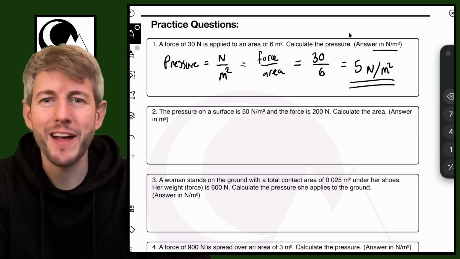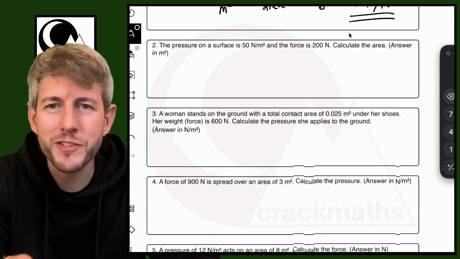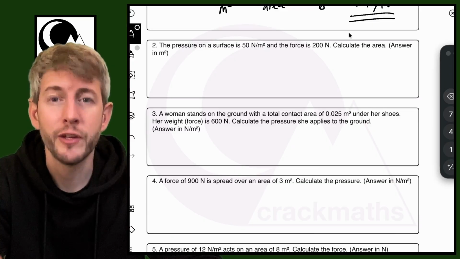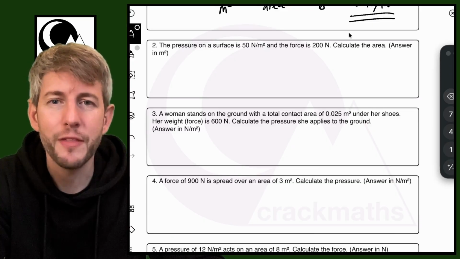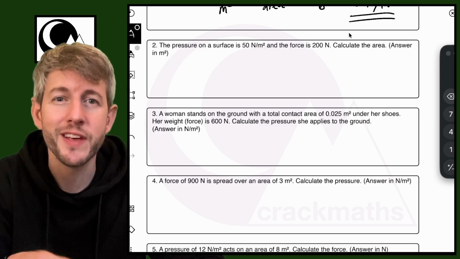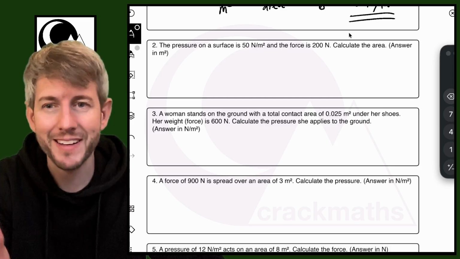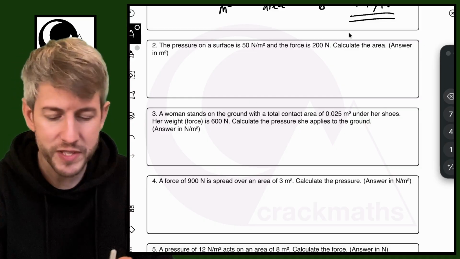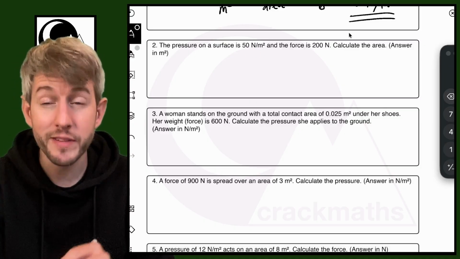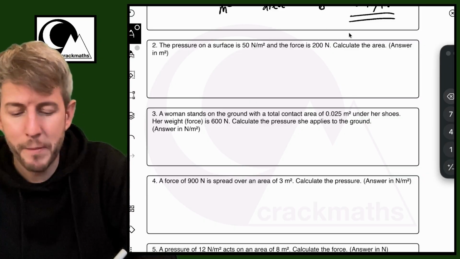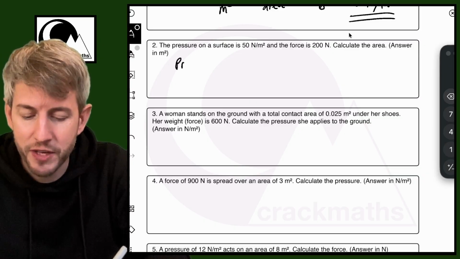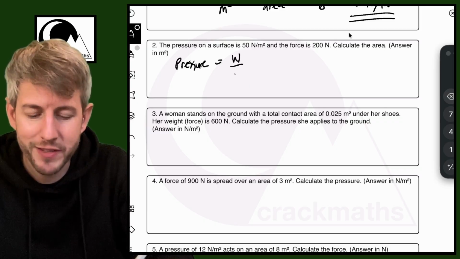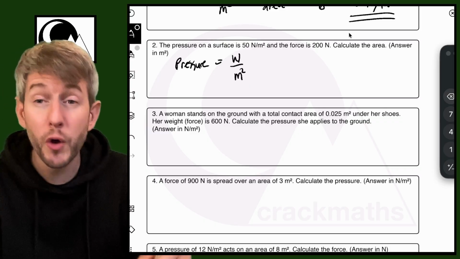Right, let's have a look at question 2. Question 2 says the pressure on a surface is 50 newtons per meter squared and the force is 200 newtons. Calculate the area. Answer in meters squared. So this time we've got different information, but it's all the same. We can still use the units, newtons per meter squared, to remind ourselves that pressure equals newtons over meters squared.